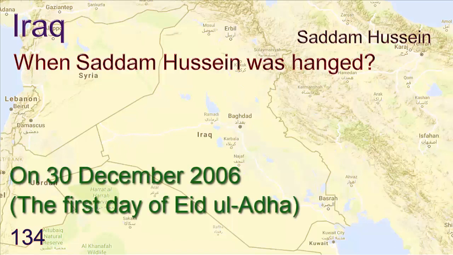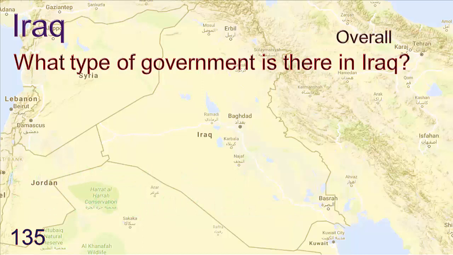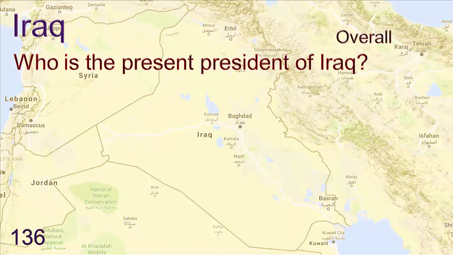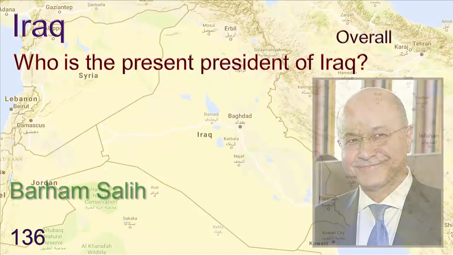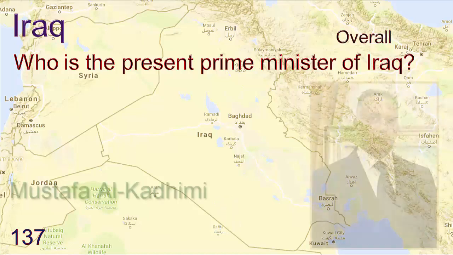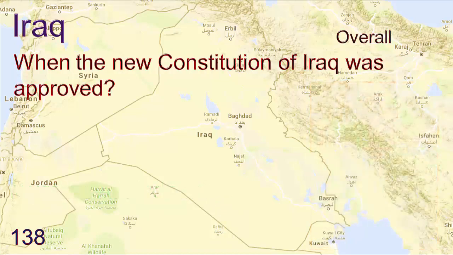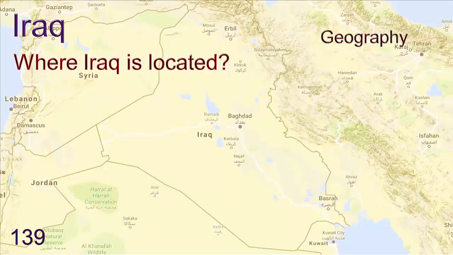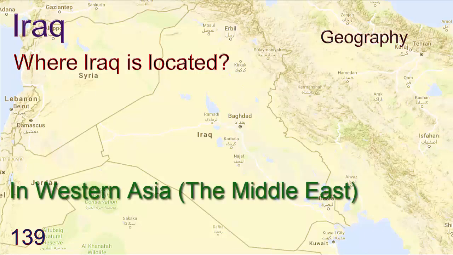On 13 December 2006. What type of government is there in Iraq? Federal Parliamentary Constitutional Republic. Who is the present president of Iraq? Bahram Salih. Who is the present Prime Minister of Iraq? Mustafa Al-Khadimi. When was the new constitution of Iraq approved? In October 2005. Where is Iraq located? In Western Asia, the Middle East.